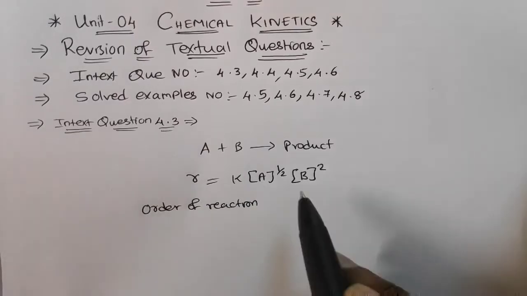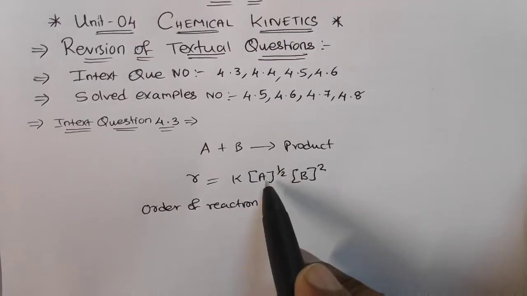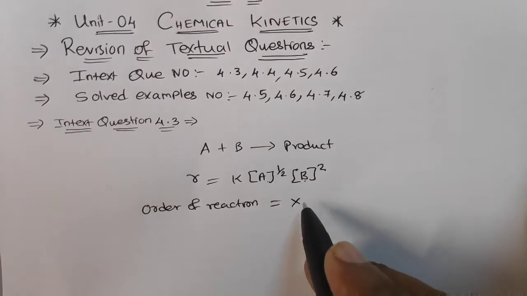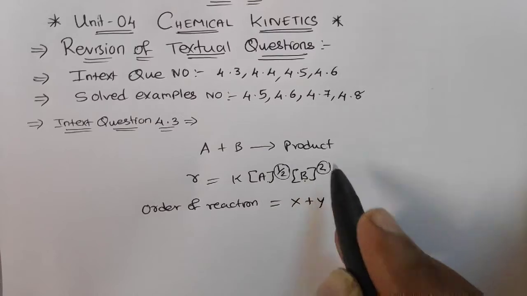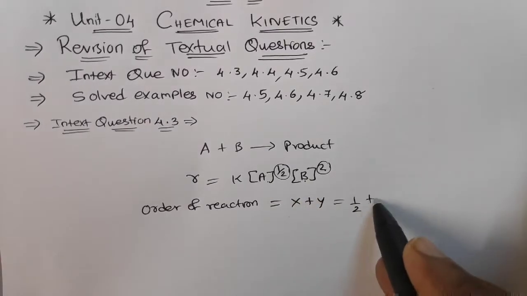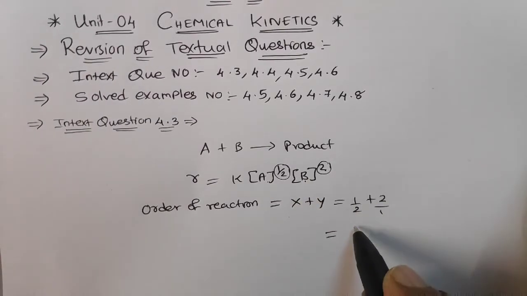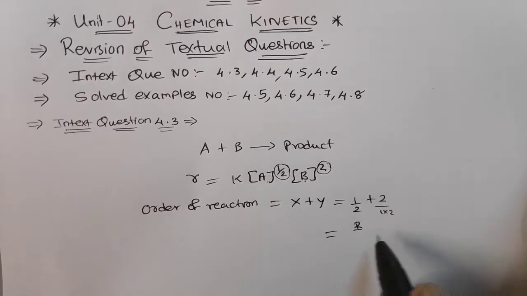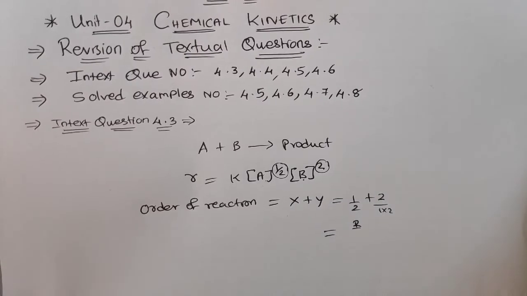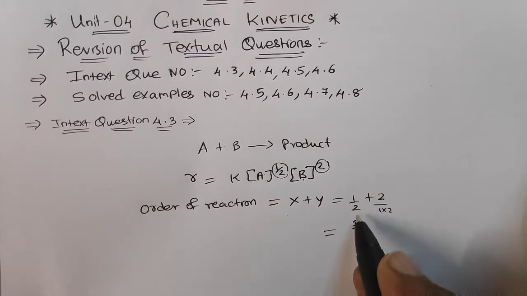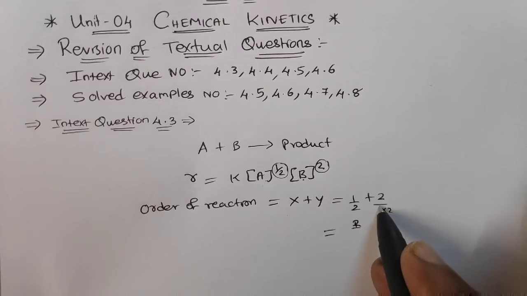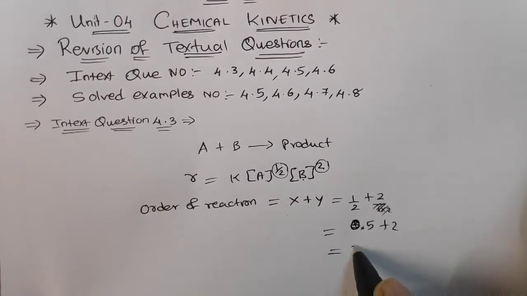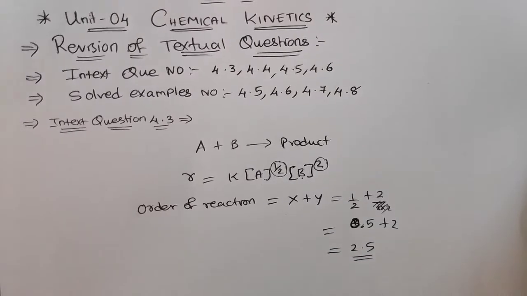we will add the powers, that is the exponents of the concentration of A and the concentration of B, the reactants. So the order will be equal to x plus y, which is equal to 1 by 2 plus 2. Directly also you can do 0.5 plus 2, I think that will be better. So 1 by 2 means 0.5 plus 2, which is equal to 2.5. So we got the order of reaction. Now the next part.